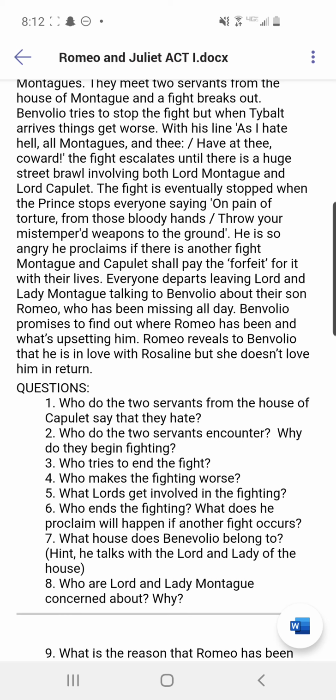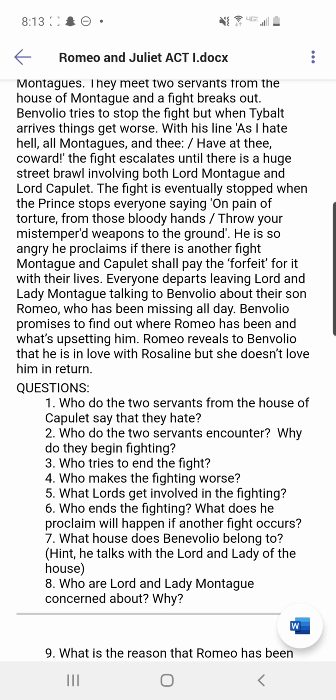What lords get involved? Both Lord Capulet and Lord Montague get involved in the fighting. They all start fighting in the middle of the street. It's chaotic. Who ends the fighting? The prince. The prince comes out. He tells everybody to stop this fighting. I already answered what house does Benvolio belong to. The prince tells everybody that if they fight again, there's going to be a huge problem. He's going to punish whichever house begins the new fighting.